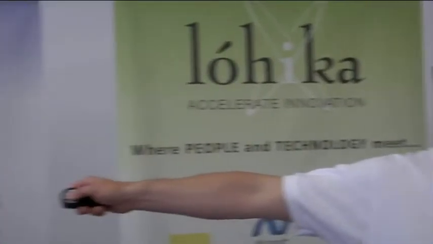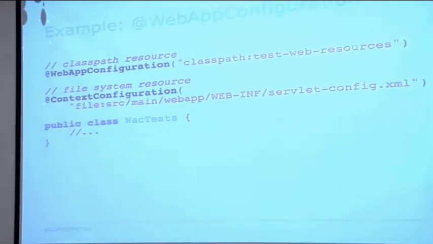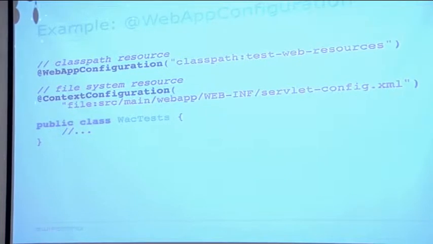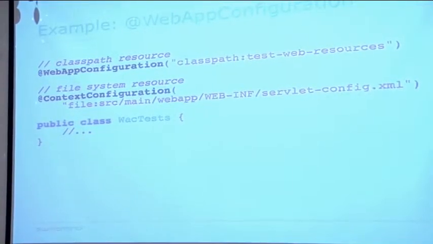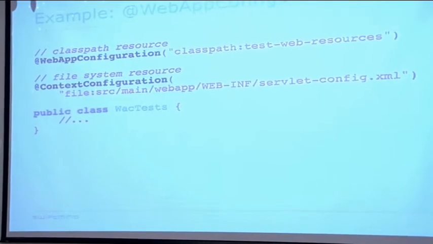Last but not least, in this collection of examples here, we see that we can override in both cases. So we can always override the default resource type, specifying either class path colon in this case, or file colon in this case. And that's it for the basics with web app configuration. So basically telling Spring that you want a web application context loaded, and also where the root of your web application is.